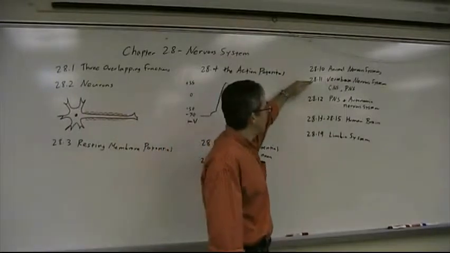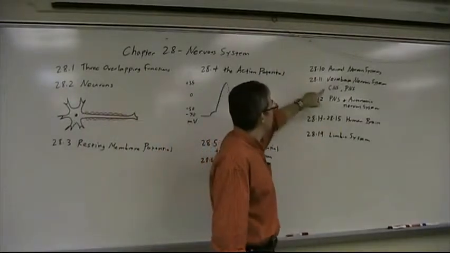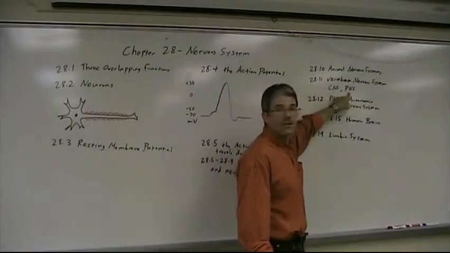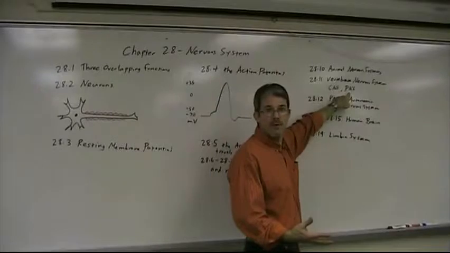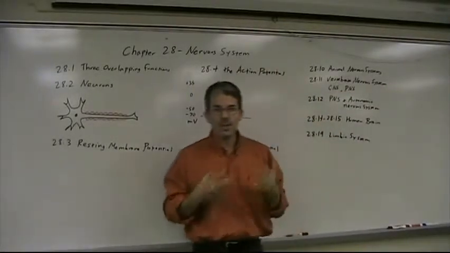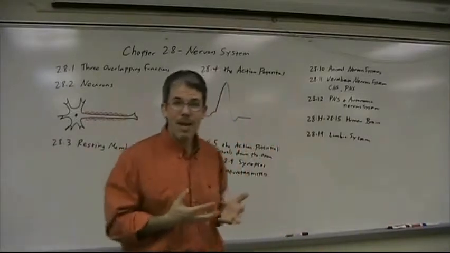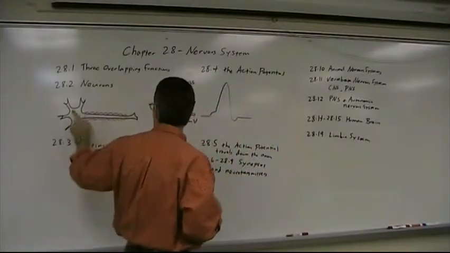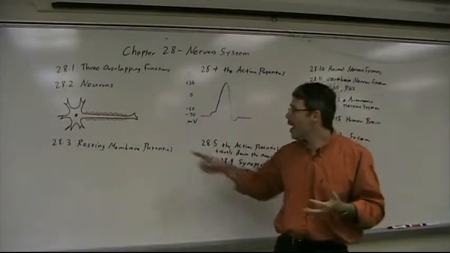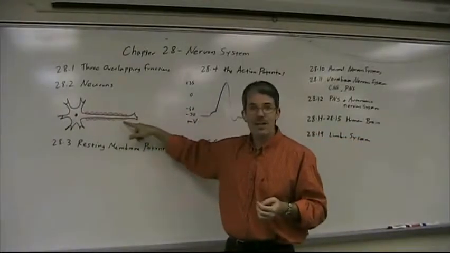Starting with section 11, it discusses the human nervous system. Central nervous system, brain and spinal cord. Peripheral nervous system, all the nerves coming off the brain and spinal cord. Now your central nervous system has the gray matter and the white matter. Gray matter consists of all of the cell bodies, or nearly all of the cell bodies in your body. The white matter are these myelinated axons.